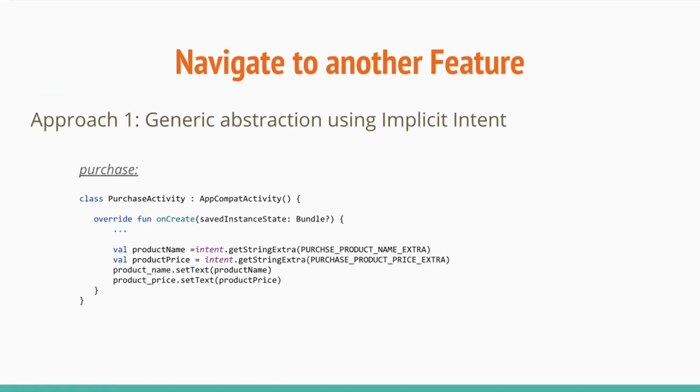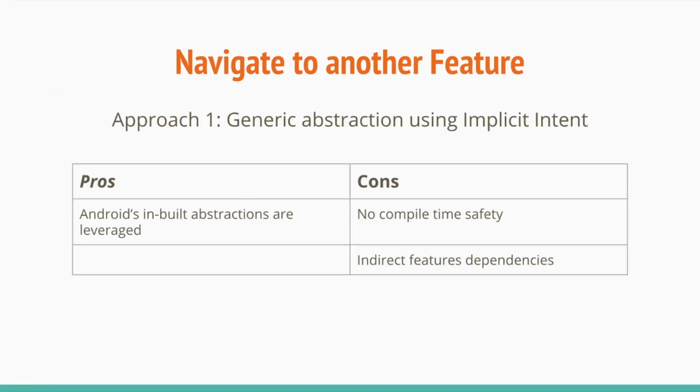How is it going to look from the purchase module perspective? Inside the purchase module, we will have a purchase activity. We take this information from the intent, which is product name and product price, and display it on the purchase screen. Let's take a look at the pros and cons of this approach. The good part is that we are using Android's inbuilt abstractions, and we do not have to create any other abstractions or maintain anything on our side.